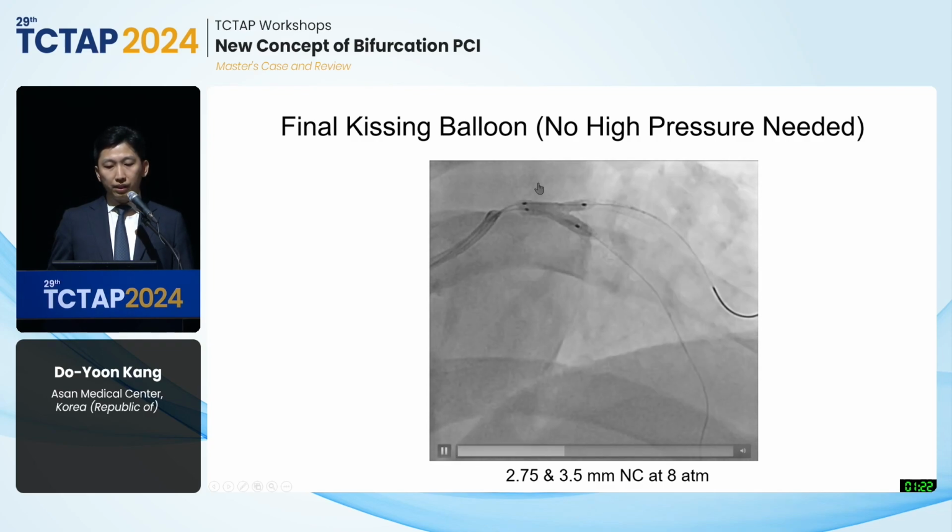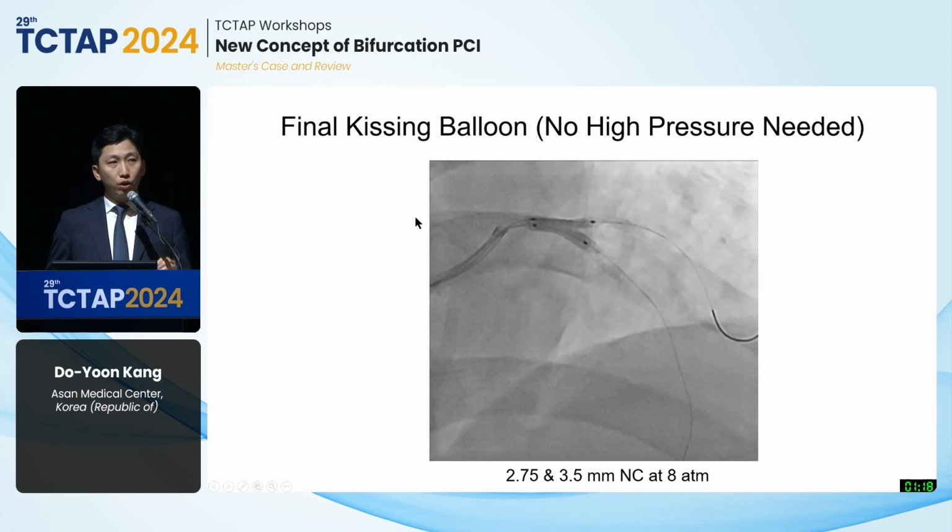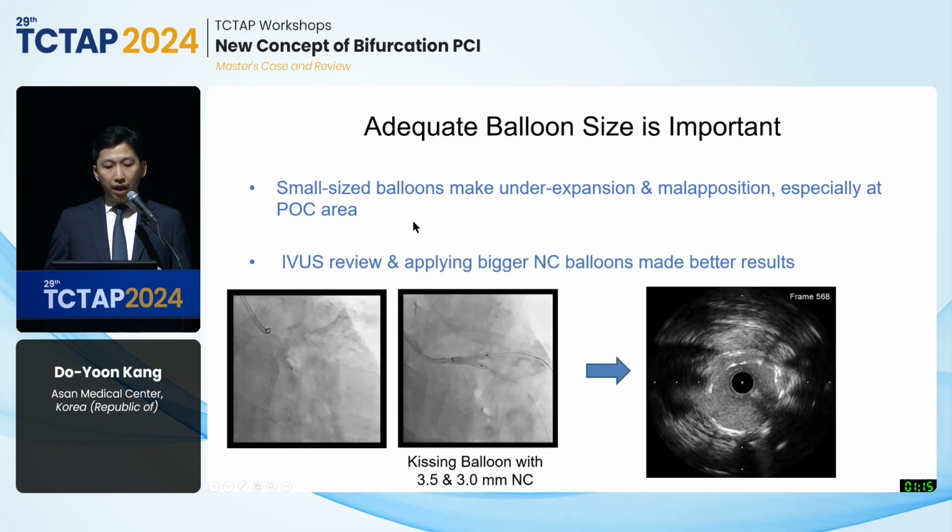And then for the final kissing, we don't need high pressure. It's just to put the carina in the appropriate space. For the kissing in this step, adequate balloon size is important for an optimal outcome. A small size balloon makes under-expansion and malposition, especially at the POC area.